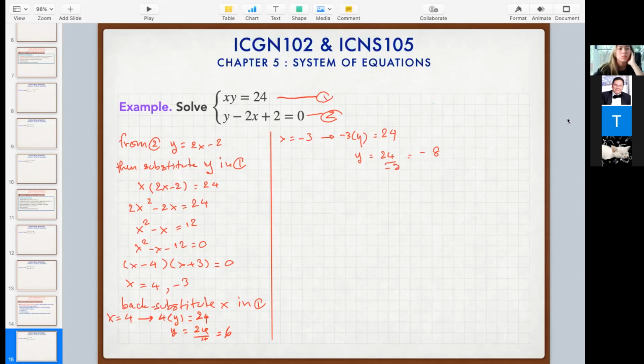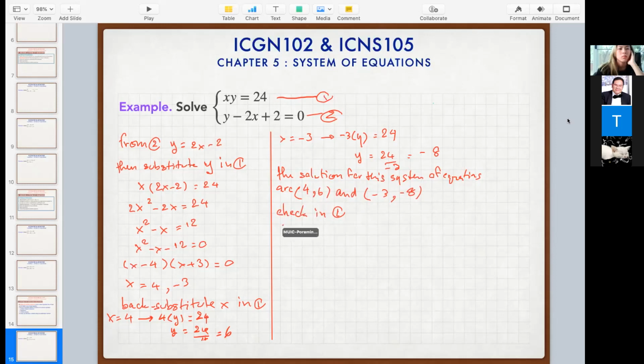So that means we get the solution for this system of equations. The first one is x is 4, y is 6, and x is negative 3, y is negative 8. Then you have to check. We just check in equation number 1 first.